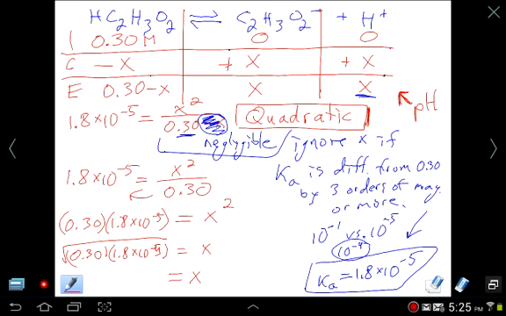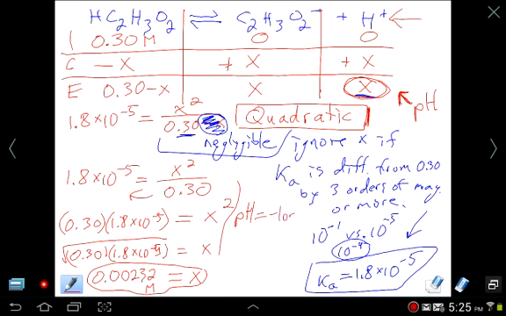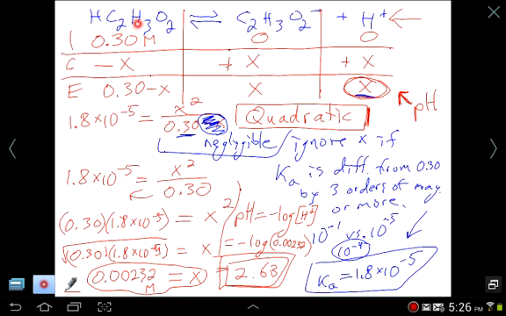Hopefully you found x to be 0.00232 molar. This is your x. Now, because the x that we figured out was actually your H plus concentration, and the problem, recall, asked for the pH, and pH, recall, is negative log of your H plus, all that's left to do is take the negative log of this value, 0.00232, and we'll get the pH of the system, which in this case is 2.63, and we are finished with the problem. So the pH of a 0.30 solution of acetic acid is 2.63.